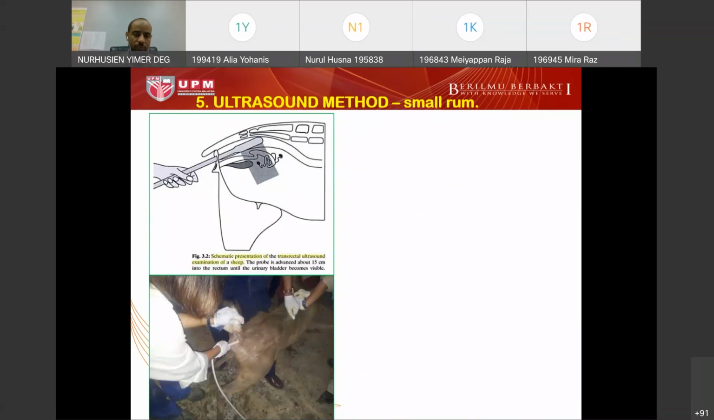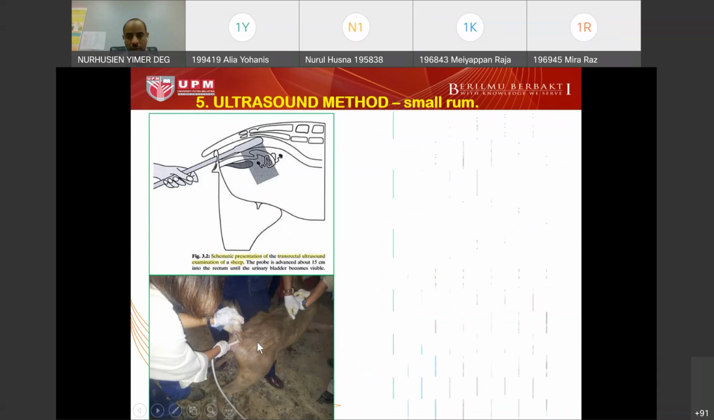So this is the approach, how you'll be performing. Remember that the main difference in the probe design compared to the large animal transrectal probe is that you have this fixed handle from outside to be used for manipulating the probe within the rectum, because you cannot enter with your hand into the rectum in the case of small ruminants.